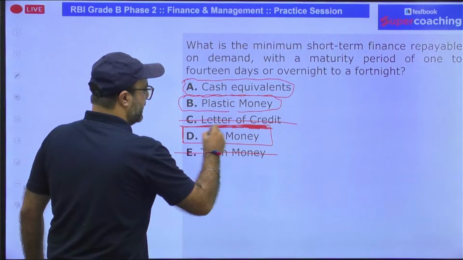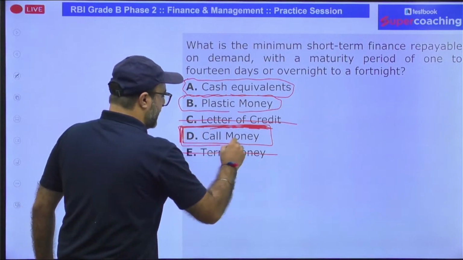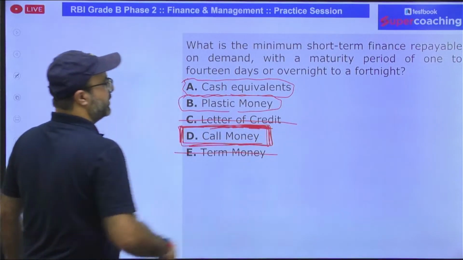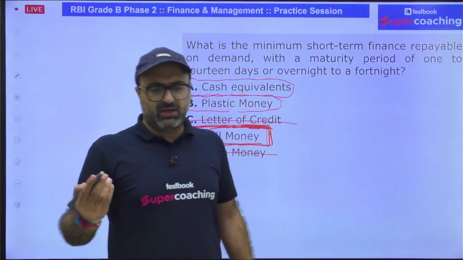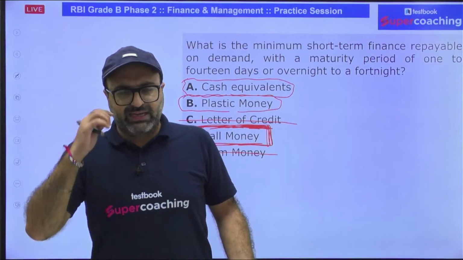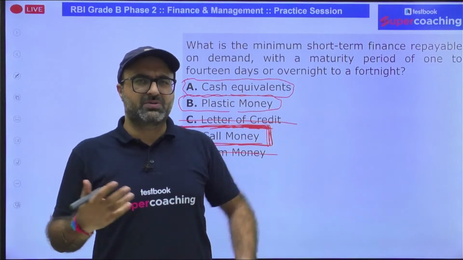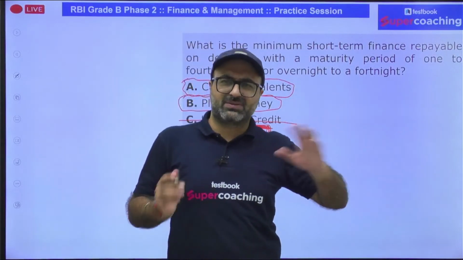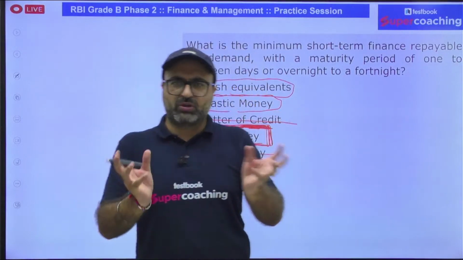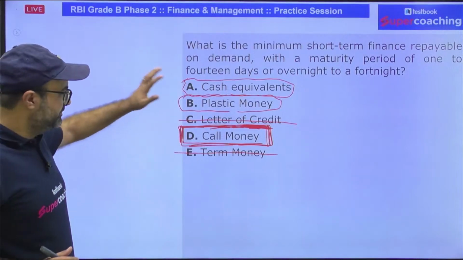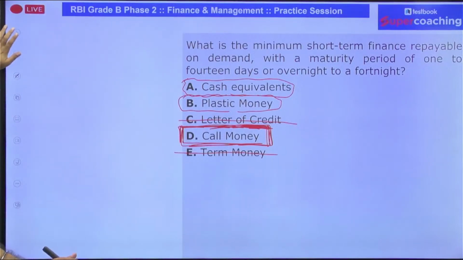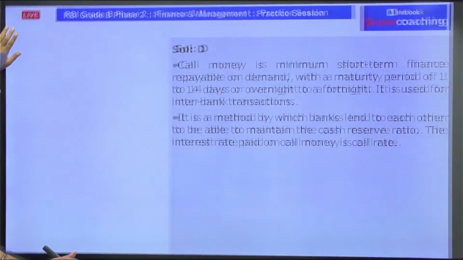Call money market uses two types of bills. One we call call money, other we call notice money. Call money is actually valid for overnight or 1 day, and notice money for more than 1 day to 14 days. But in general, we can include both of them under the category of call money only, and on that basis, the answer to this question is going to be option D, that is call money.